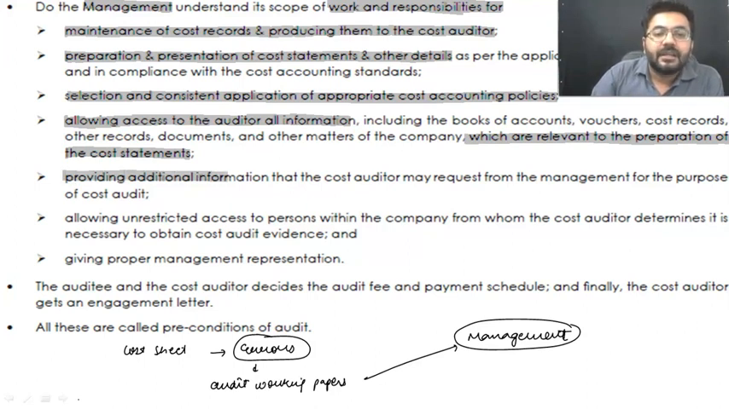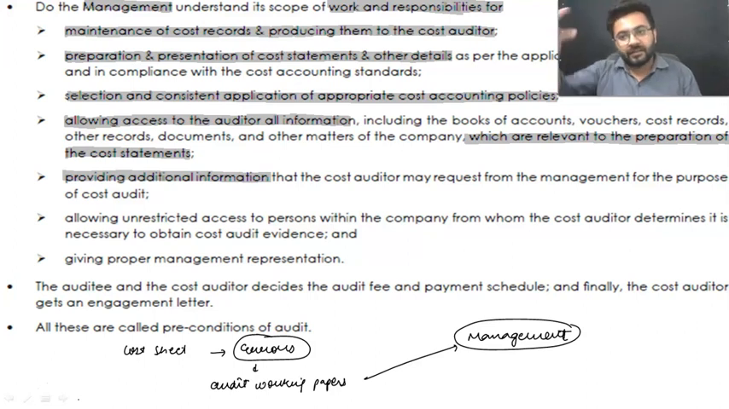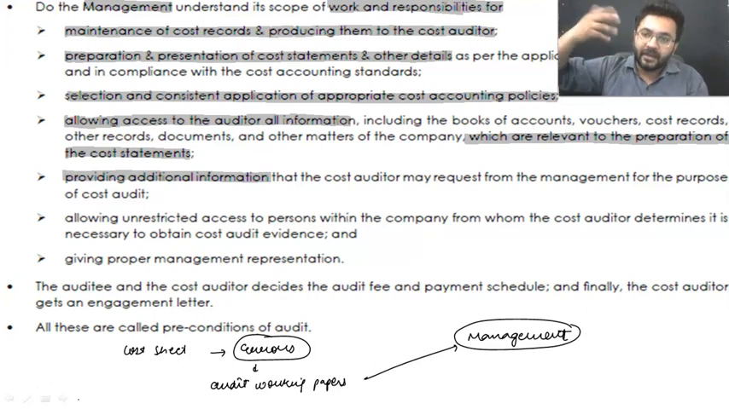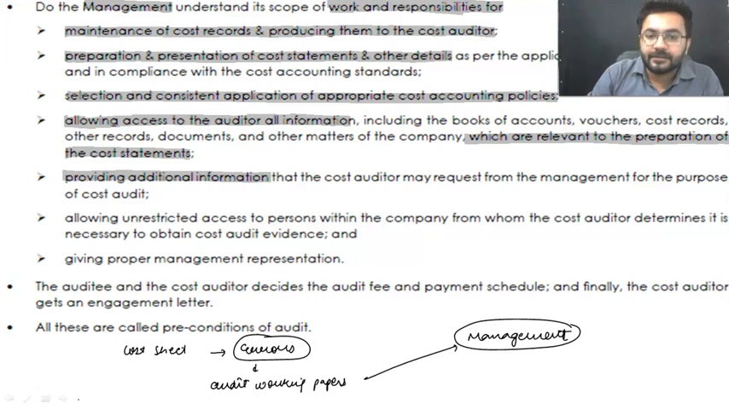providing additional information, right? In case the cost auditor requires some clarification on a particular error, it is the responsibility of management to provide that clarification, to clear each and every doubt which is there in the mind of the cost auditor. Else, sir, if we do not clear that, the auditor is going to mention it in the audit report, and after that we may have to explain to everybody why such an error has taken place, right?